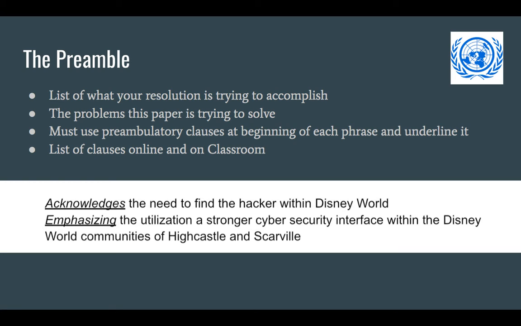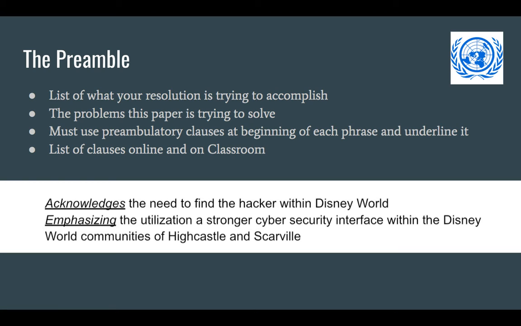So here's an example of a really straightforward preamble. It acknowledges the need to find the hacker within Disney World, and it emphasizes the utilization of a stronger cybersecurity interface within the Disney World communities of High Castle and Scarville. Now, this was a fictional committee, so we tried to make it as fun as possible. But you have your two preambulatory clauses, the acknowledges and emphasizes. Each clause has one of those action words at the beginning, and make sure you underline it because it allows the readers and the delegates who are going to be voting on it to understand the exact intent and direction you would like to see.